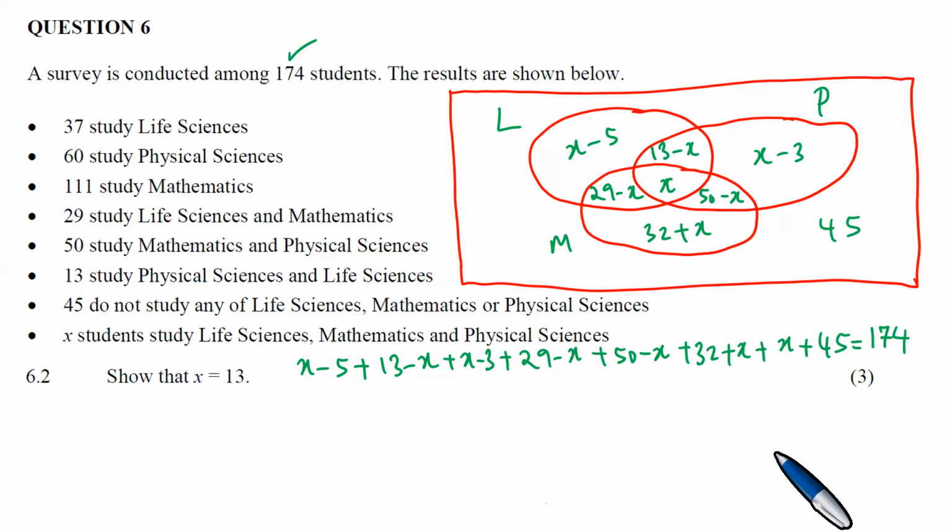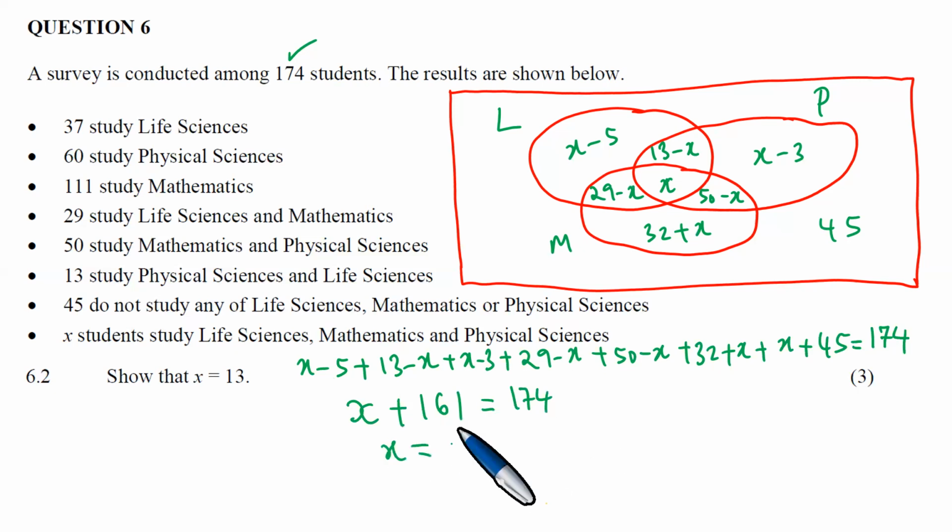So we continue. Now we proceed because we need to solve this question. So if you add everything here, it becomes exactly X. Then we get 161. Add all these numbers. If it gives 161, I know you can do addition, and it's 174 on the right. So X now is going to become 174 minus 161, which is equal to 13. So this is the answer, because they asked us to just show that X equals 13, and we have shown that. Okay, so note that.